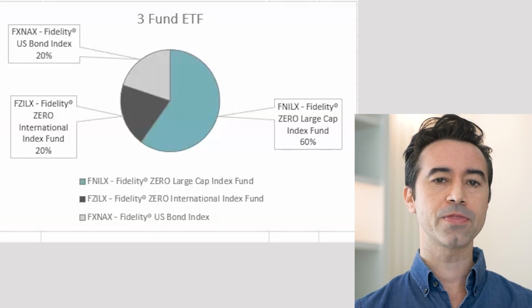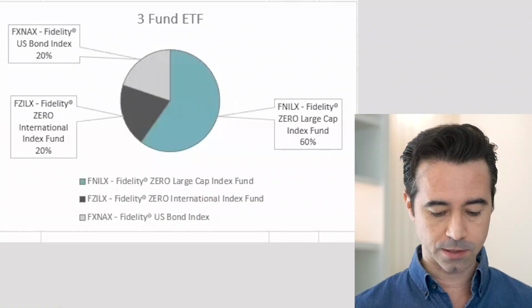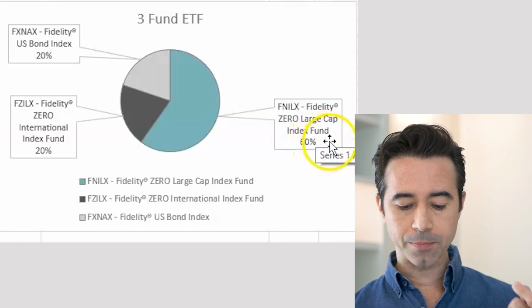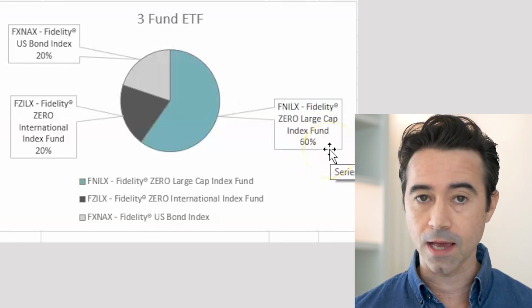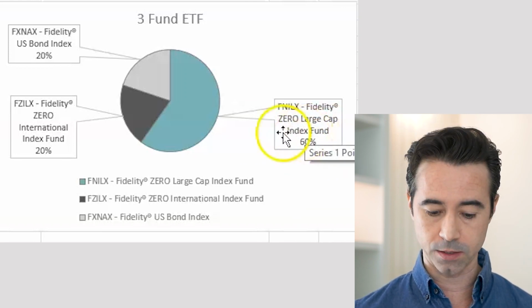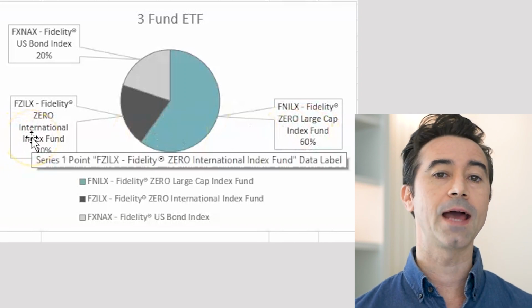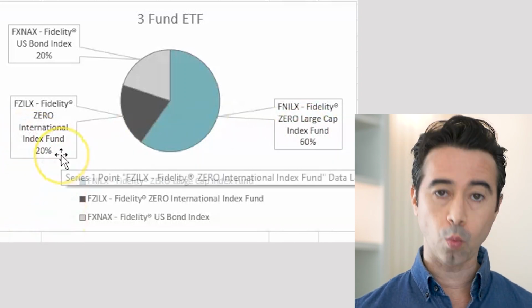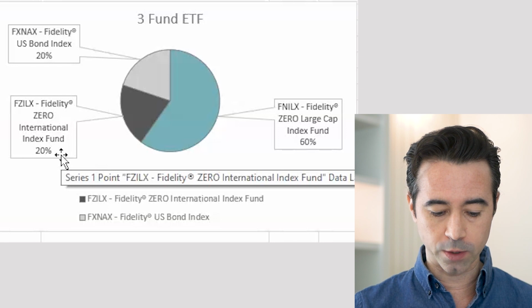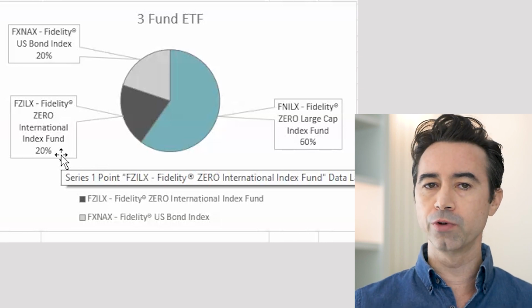So this is hypothetical, based on, for example, if you want an 80-20 portfolio, meaning that you want 80% in stocks and the other 20% in bonds. You can see here that the FNILX, the Fidelity Zero Large Cap Index Fund, has 60% of this whole portfolio. So 60% of all the money in the portfolio is in this one fund. Then the Fidelity Zero International Index Fund is 20%. So you're going to have a portion in both domestic and a portion in international. That way you're really diversified.